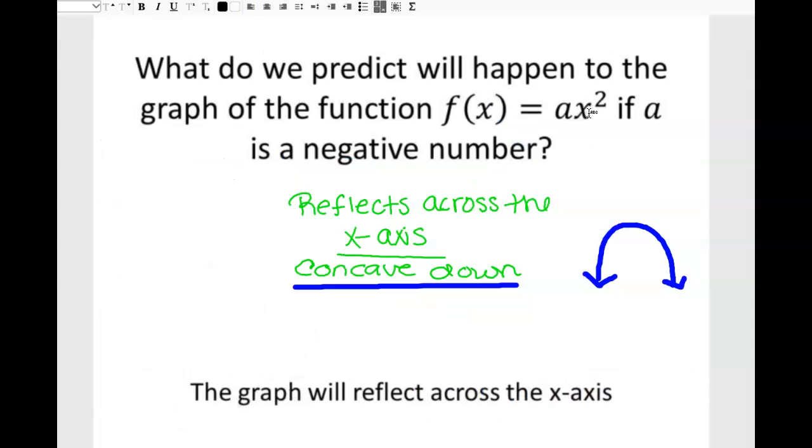So if you have an A value that is negative, we call this concave down, or it reflects across the x-axis. If an A value is negative, the graph is concave down, or reflects across the x-axis.